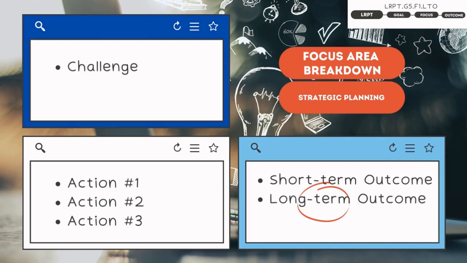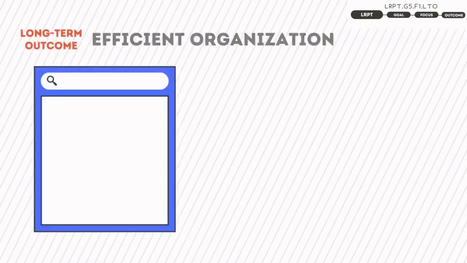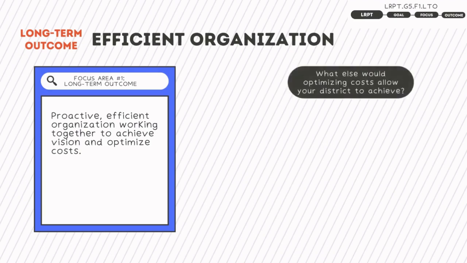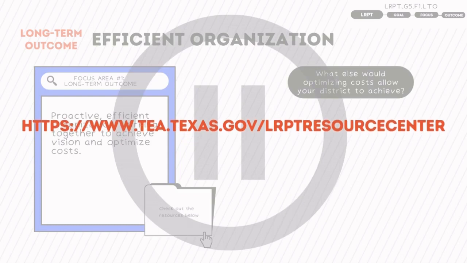Lastly, let's review the long-term outcome. The long-term outcome of this focus area is a proactive, efficient organization working together to achieve vision and optimize costs. In addition to achieving the specific vision tied to this plan, what else would optimizing costs allow your district to achieve? Use your worksheet to reflect on what a proactive and efficient organization would look like and what it could help you achieve for students.